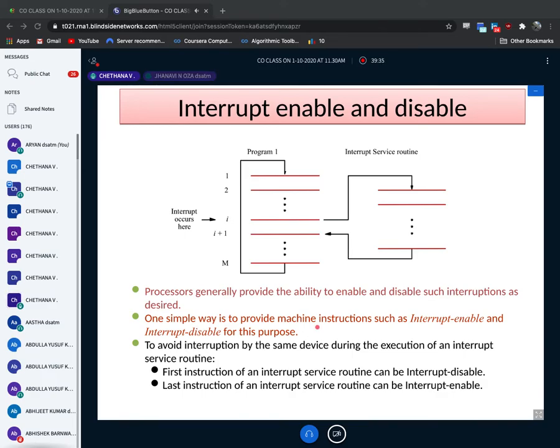Yes, this one you are able to see. Enable and disable: interrupt enable and interrupt disable. Okay, I think you are able to see. So what is interrupt enable and what is interrupt disable? Interrupt enabling, interrupt disabling. So what does that mean?